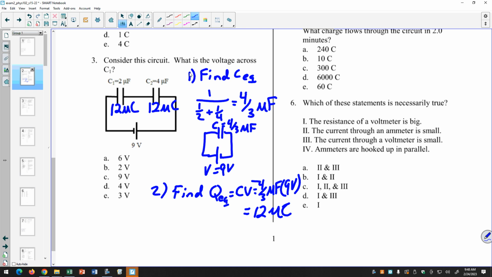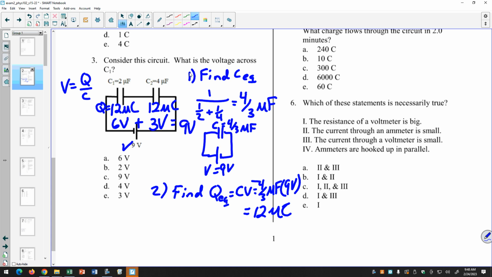And then anytime you get two quantities on a capacitor, you can always find the third quantity. So this is Q, that's C. V is equal to Q divided by C. So I have 12 divided by 2 is 6 volts. 12 divided by 4 is 3 volts. Recognizing that 6 plus 3 is equal to 9 volts, and so that checks with what the battery should be.